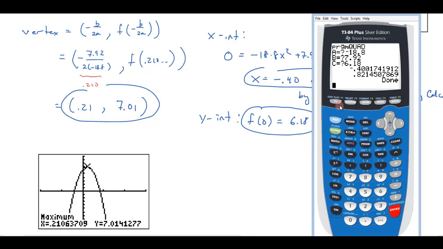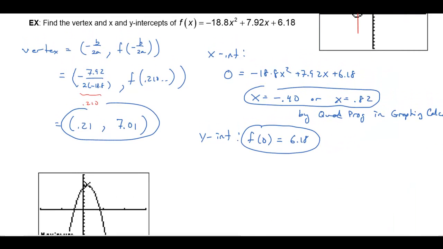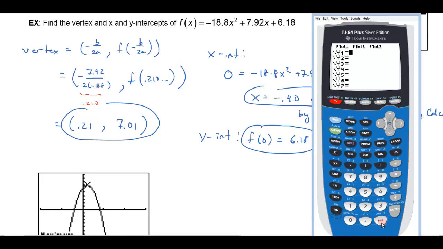If I wanted to graph, let's go over here to my y equals, and let's put in here negative 18.8x squared plus the 7.92x plus the 6.18. And let me just graph it on my standard window. I'll just graph zoom 6. You'll notice that a negative 18.8, that's going to be really skinny, isn't it?